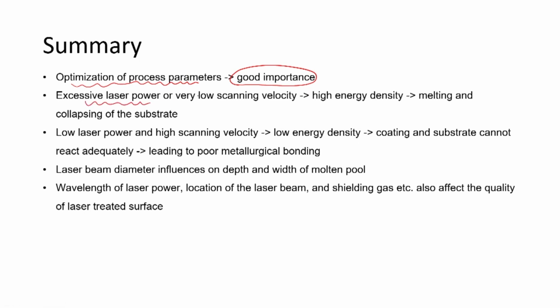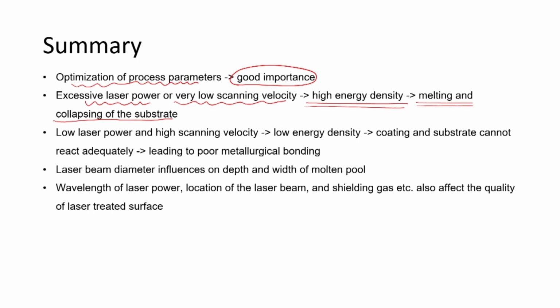Excessive laser power or very low scan velocity will lead to very high energy density, and that will lead to melting and collapsing of the substrate material. So, to have more surface alloying, if you apply excessive laser power and if you reduce the scan velocity, that may lead to excessive energy density and that may spoil the entire substrate material.